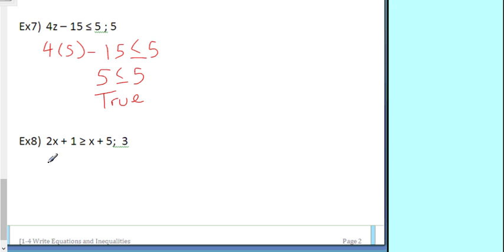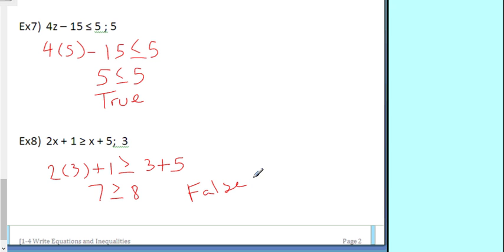Okay, let's look at the last one. 2 times 3 plus 1 should be greater than or equal to 3 plus 5. Well, 2 times 3 is 6, and 6 plus 1 is 7, so we get 7 is greater than or equal to 8. Is 7 greater than 8? No. Is it equal to 8? No. So this one is false.